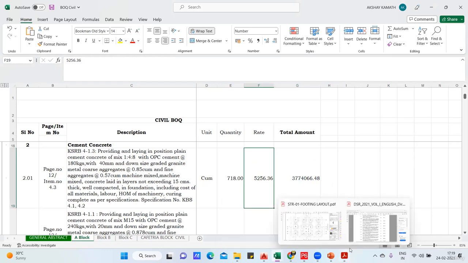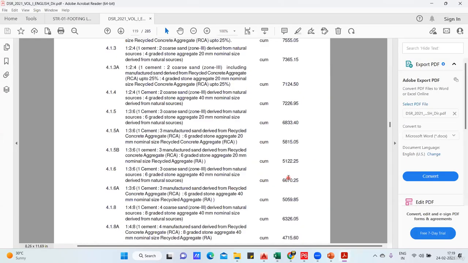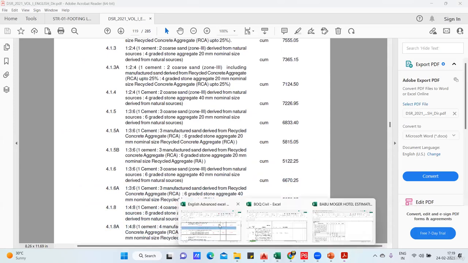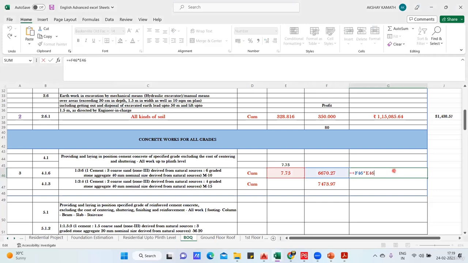So in the DSR, whatever rate is there, that rate 6670, I have taken. That is why I put the same rate here. I put 6670, and then I need to multiply 7.75 into 6670. So I require almost 51,715 rupees to do my PCC work up to the plinth level.